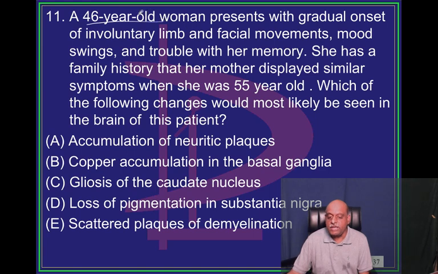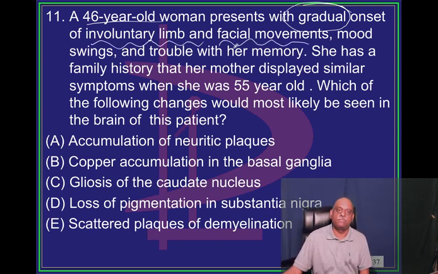A 46-year-old woman presents with gradual onset of involuntary limb and facial movements, mood swings, and trouble with her memory.